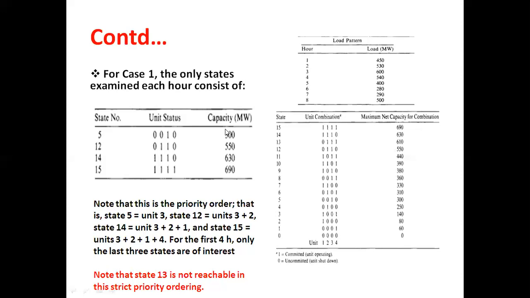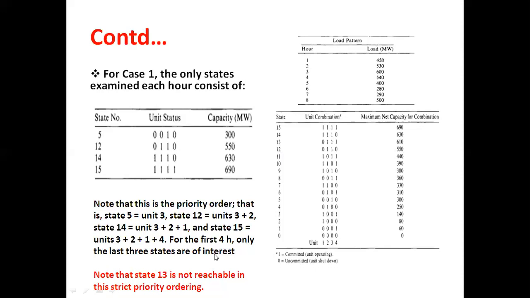Followed by, we have to start unit 2, depending upon our priority list. So when unit 2 is started, the combination is state 12, where units 3 and 2 are on and the total capacity is 550.